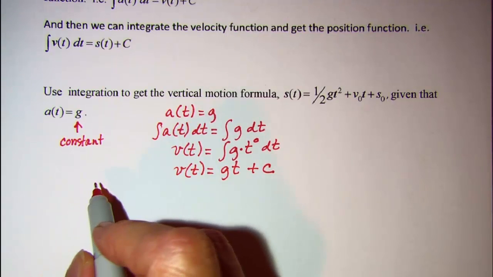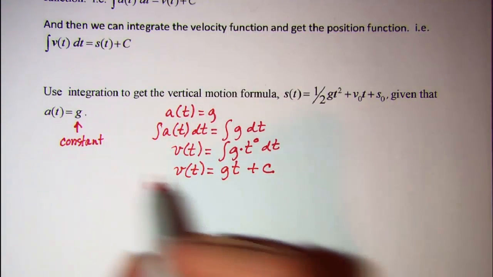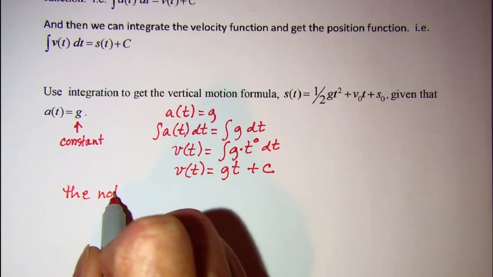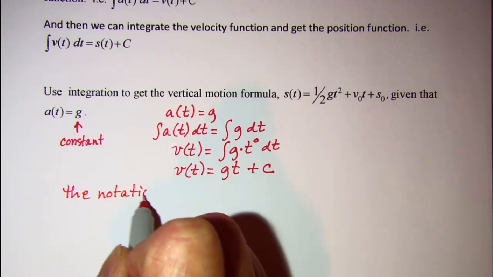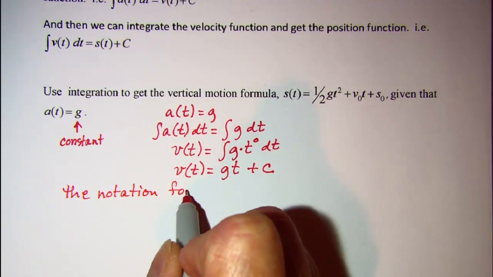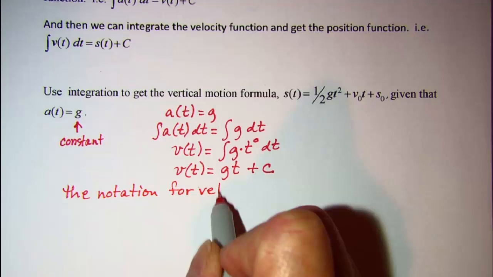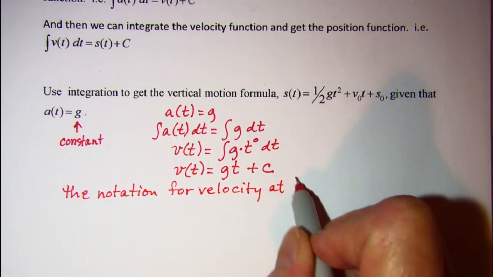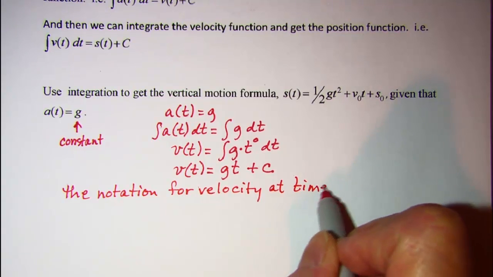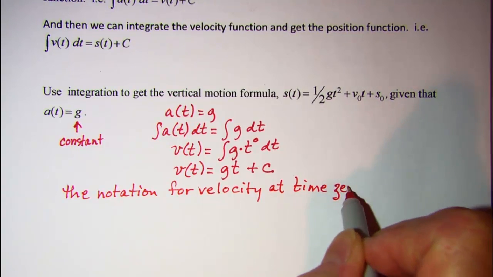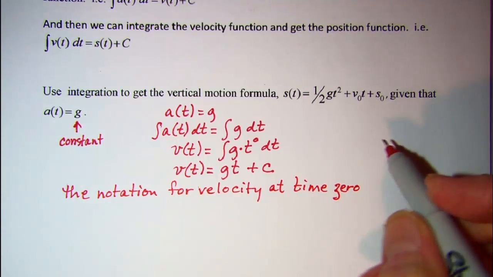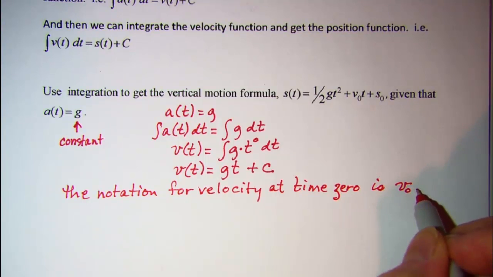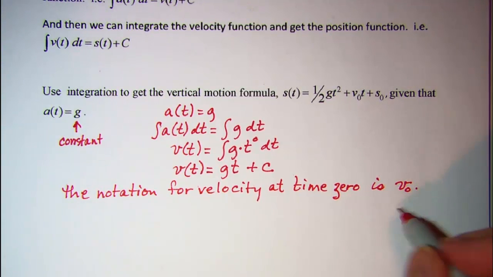Now we're going to use our initial condition. The notation for velocity at time 0 is v sub 0. And again, this is a constant as well.